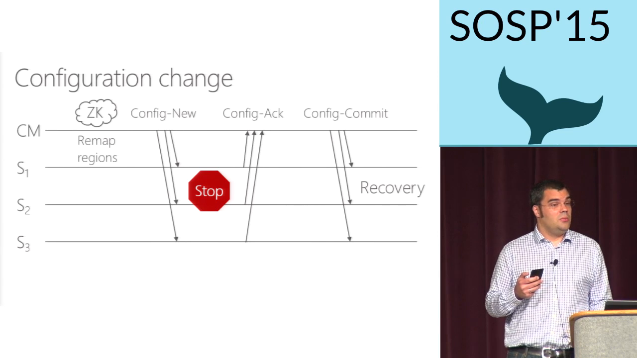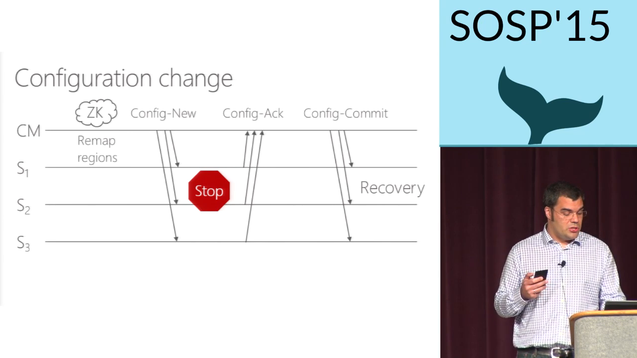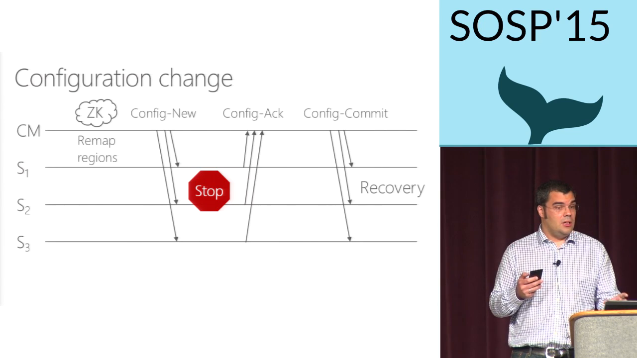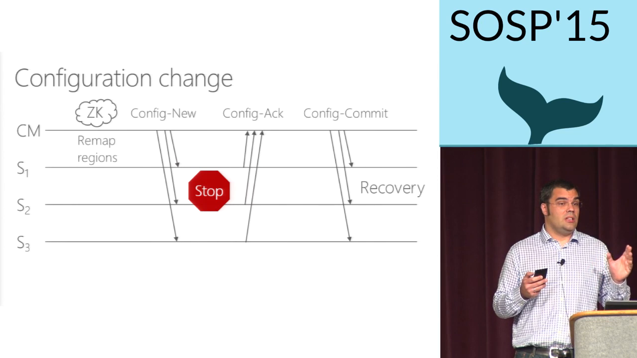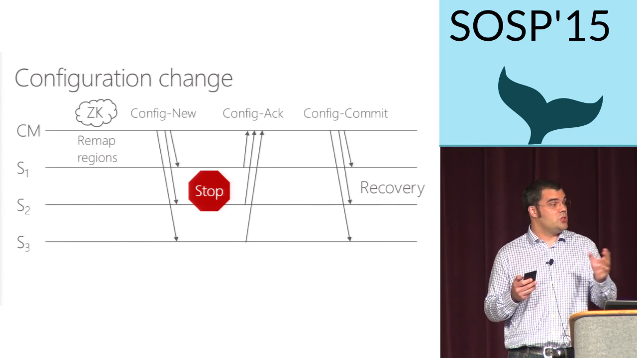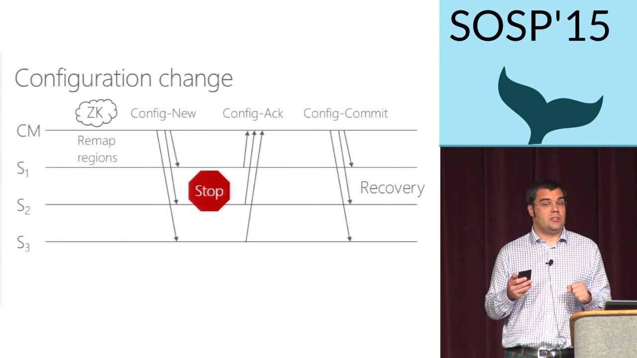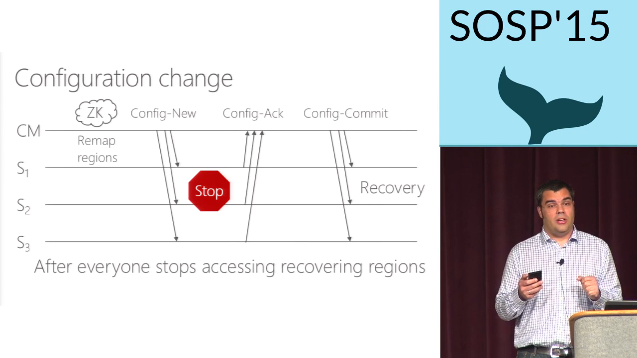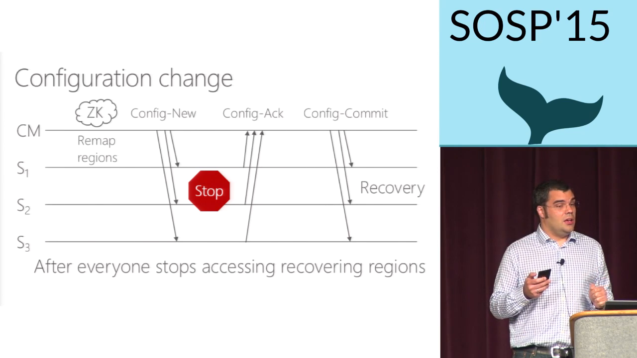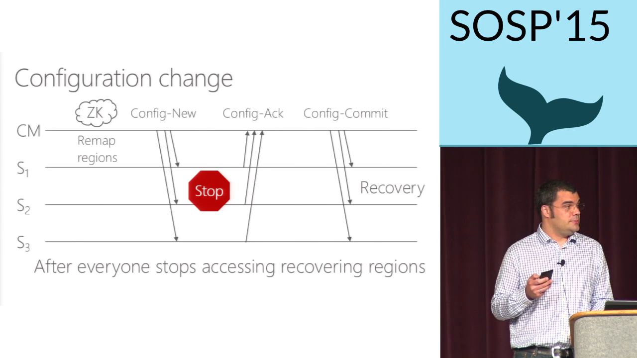So the reason we need this three-way message exchange is because we use one-sided RDMA reads. So this basically gives us this precise membership, and the machines, after receiving the config commit message, basically know that everyone else knows about the new configuration, and they have stopped issuing reads to these regions. Okay, so this basically allows us to avoid races between recovering regions and accessing them over one-sided RDMA operations.